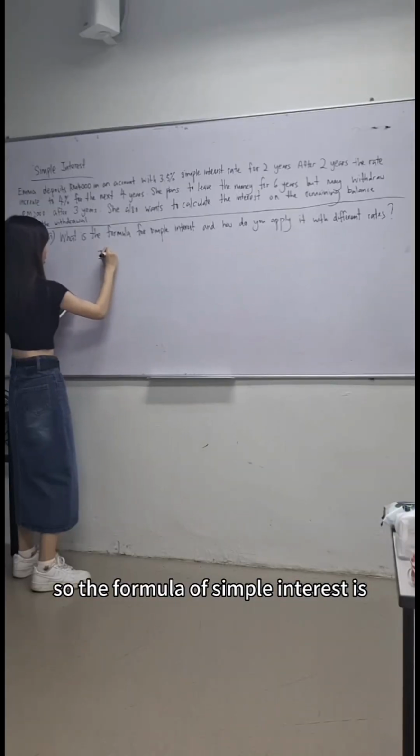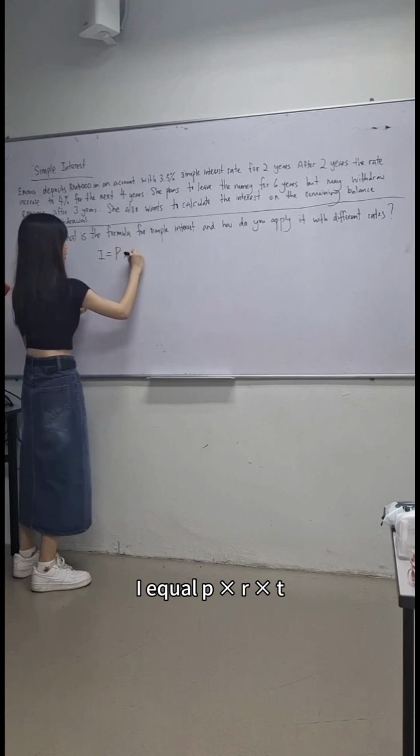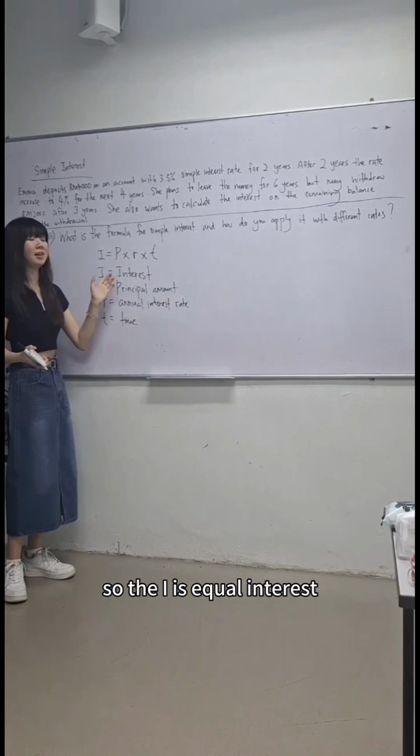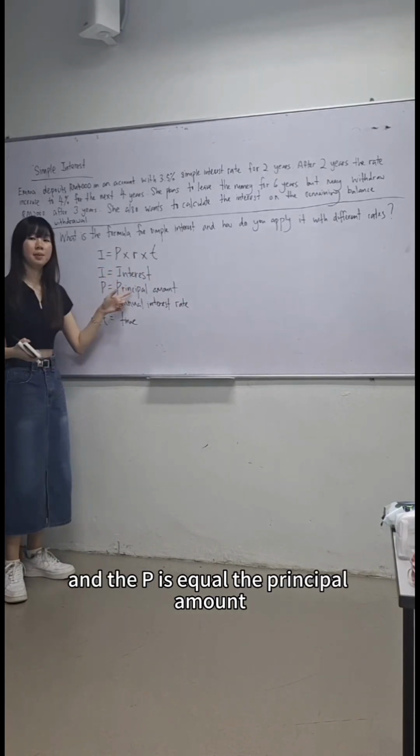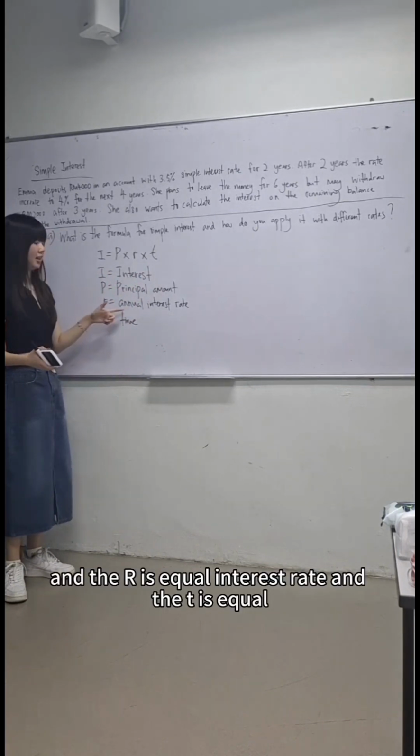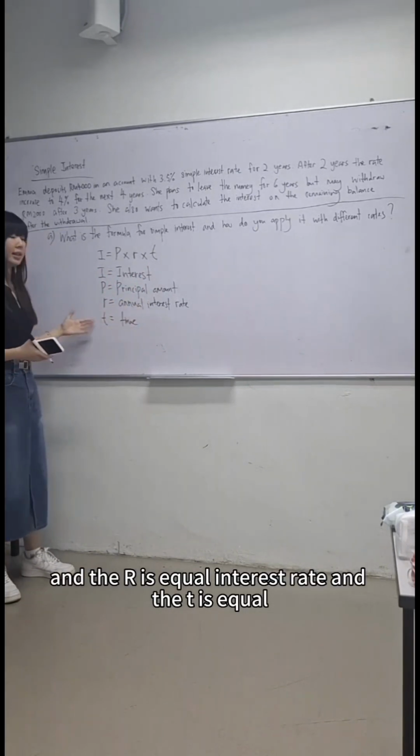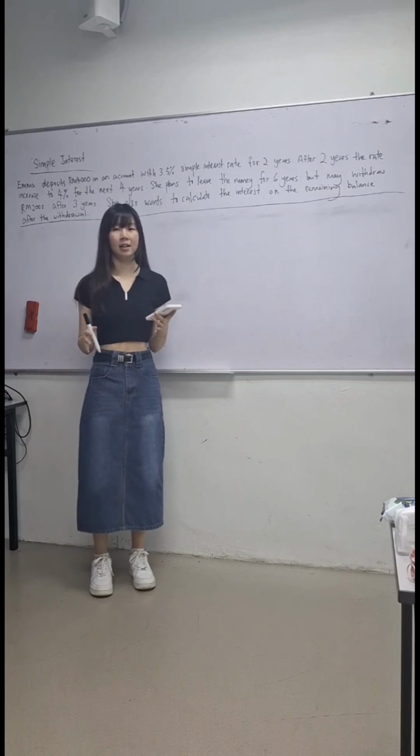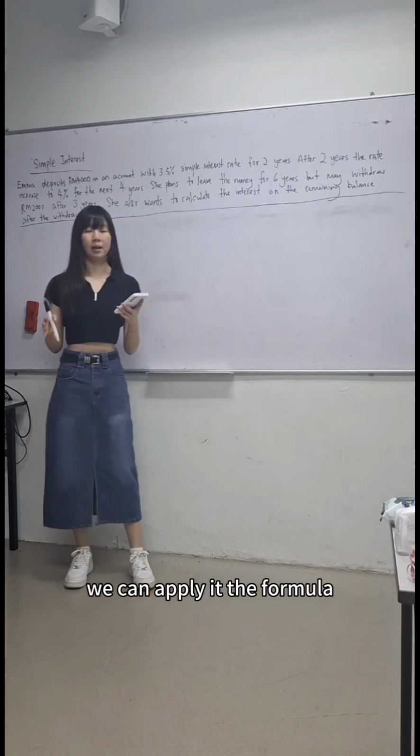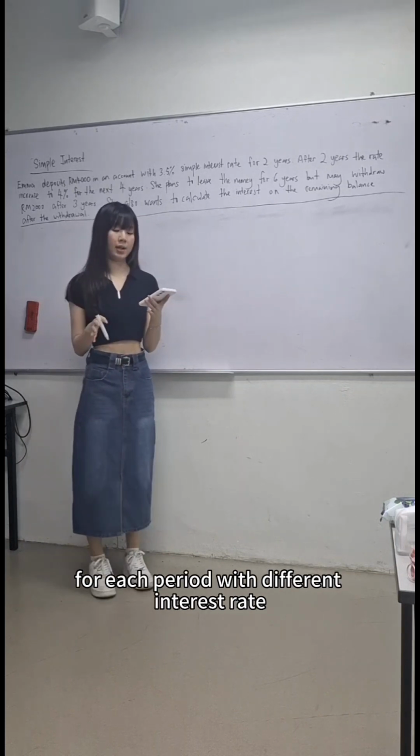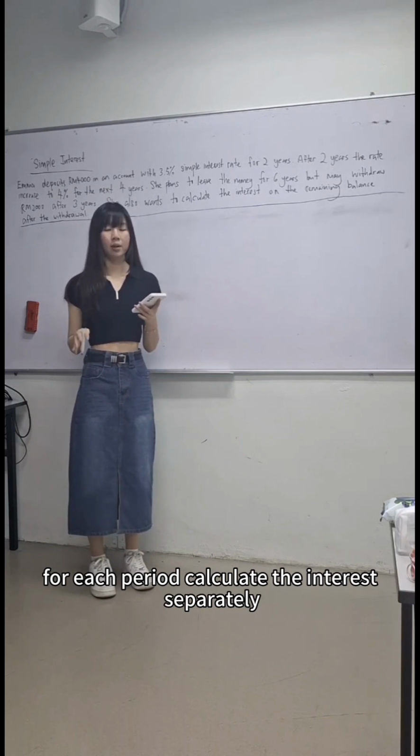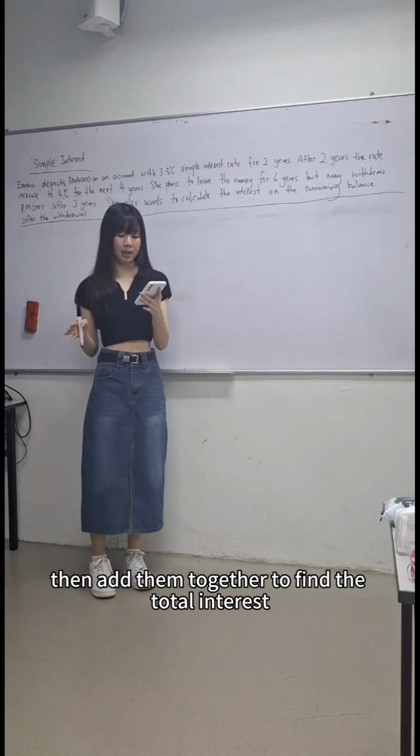So the formula of simple interest is I equals P times R times T. I is the interest, P is the principal amount, R is the interest rate and T is the time. So how can we apply it with different rates? We can apply the formula for each period with a different interest rate. For each period, calculate the interest separately, then add them together to find the total interest.